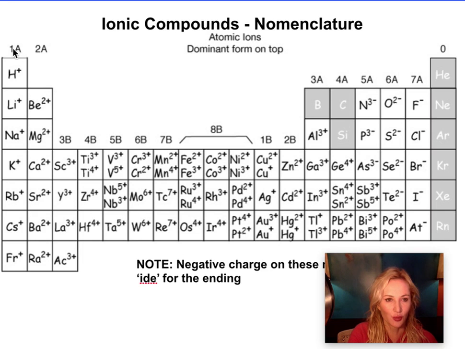And notice that group 1A are your alkali metals. Hydrogen's kind of hanging out here, it's not a metal. You have lithium, sodium, potassium, rubidium, cesium, and francium. And they all have a positive 1 charge.